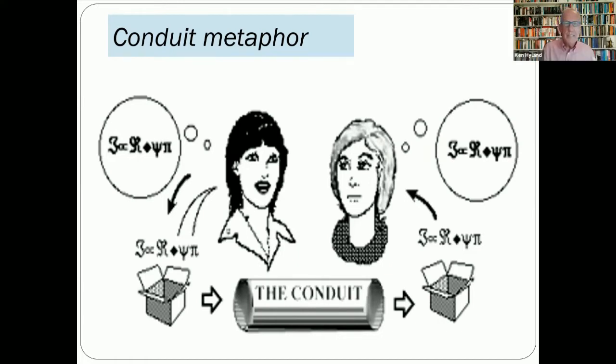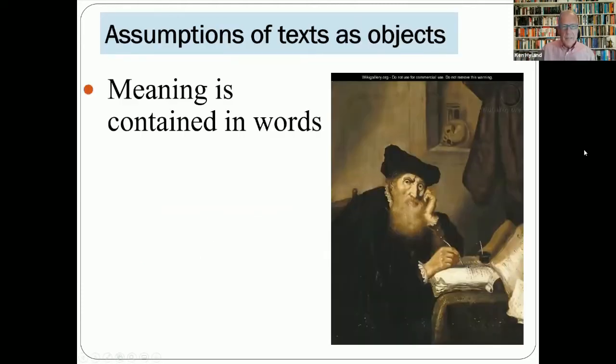So, for example, the lady with the dark hair has an idea, she puts it into words, into the box, sends it through the conduit, which is writing in this case. The lady with the fair hair opens the box, sees the words, and gets exactly the same idea as the lady with the dark hair. So, meanings correspond with words, and writing contains meanings rather than constructs them. This means that meanings can be written down and understood by any literate person.